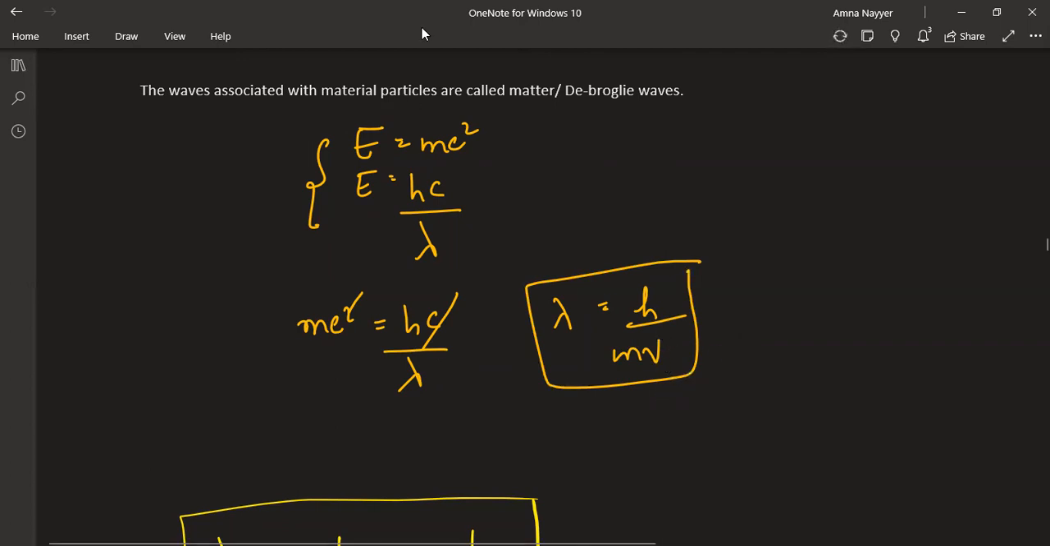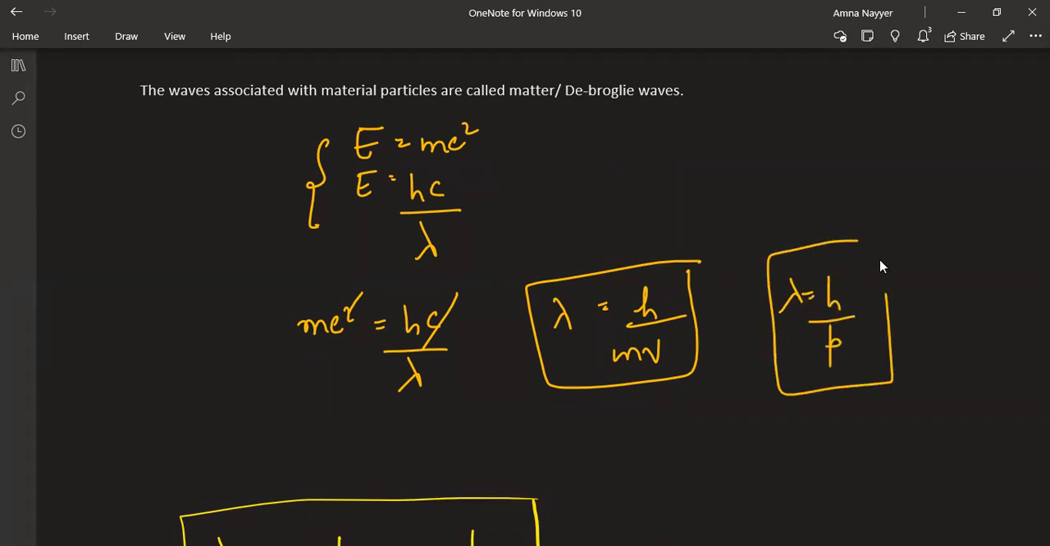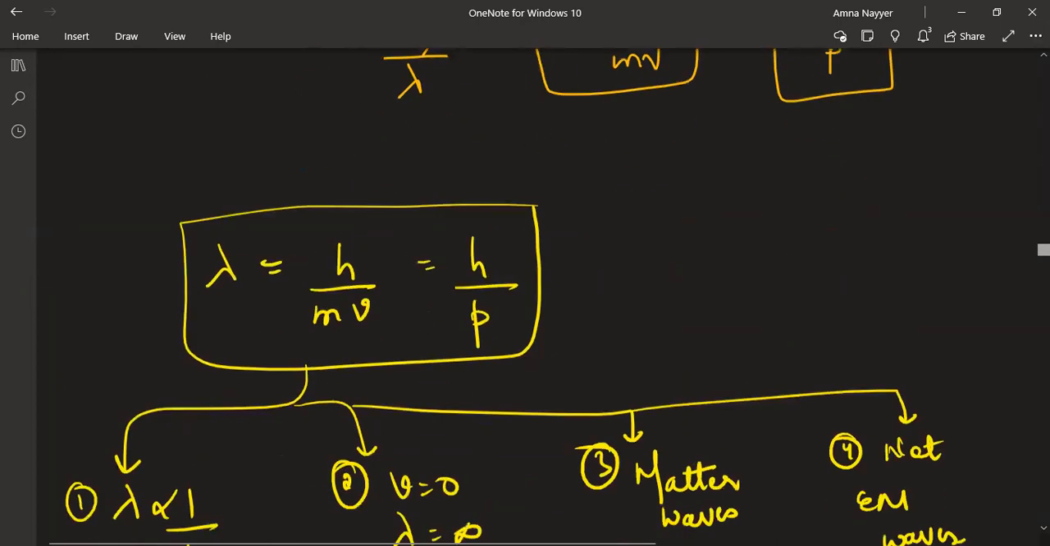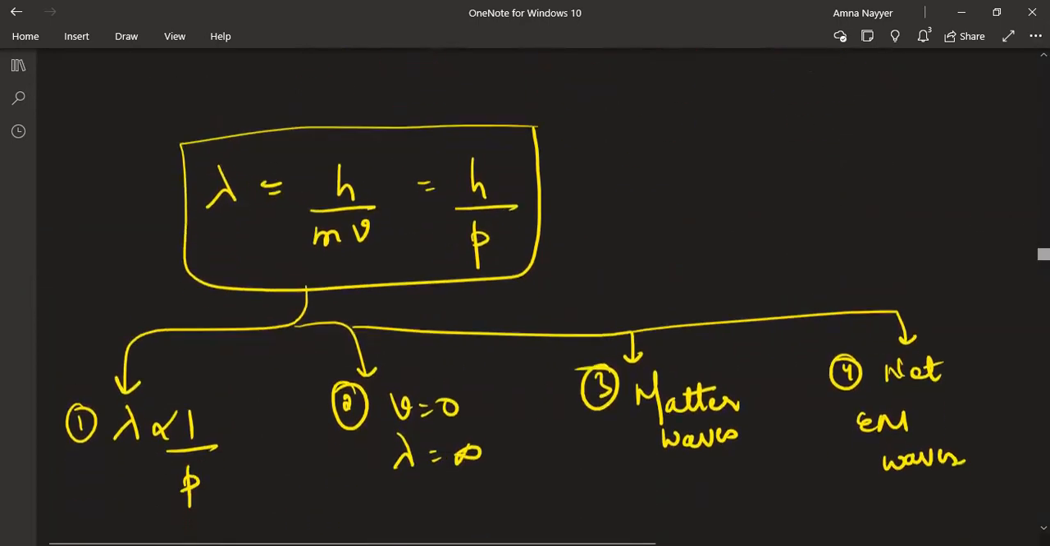Mass into velocity. Can anyone tell me what this quantity is, mass into velocity? Momentum. Yes, momentum, correct. Ahmed is also right. This is momentum. So lambda is equal to h by p. Also, you can write this equation as h by mv or h by p.